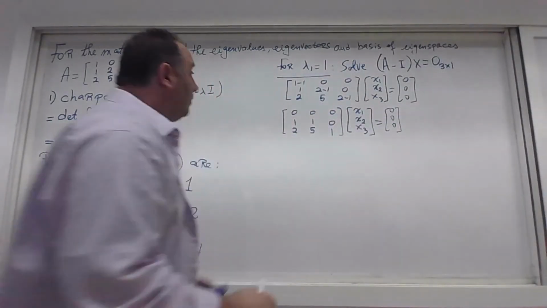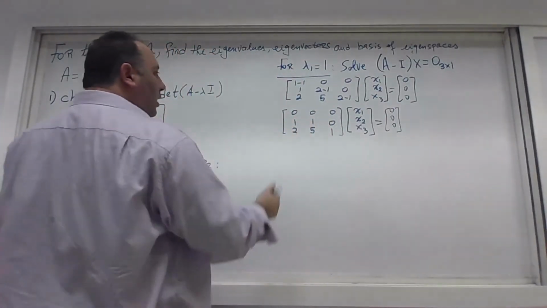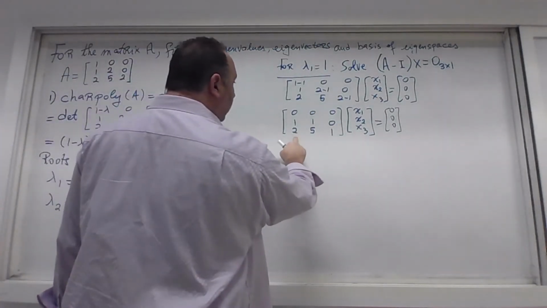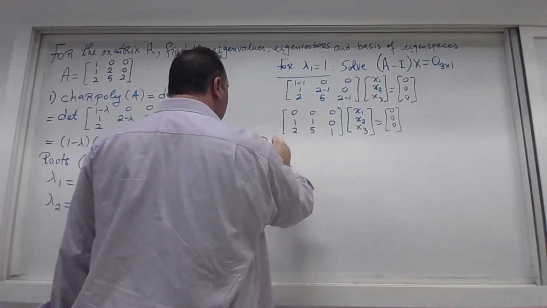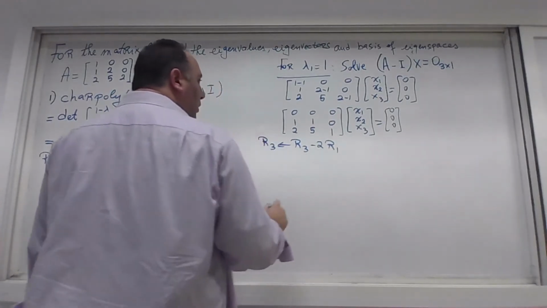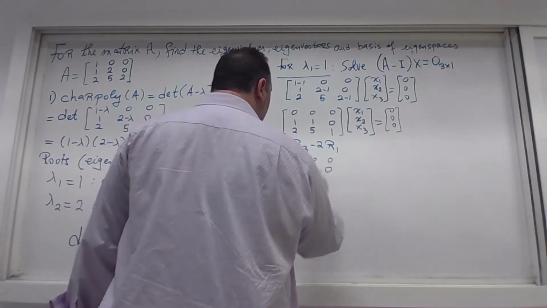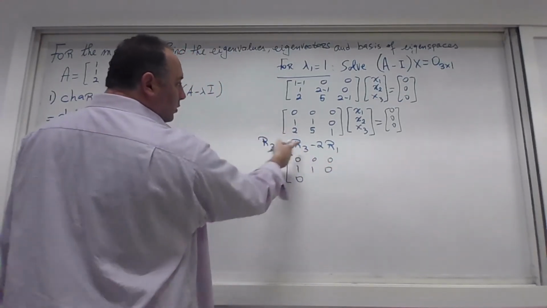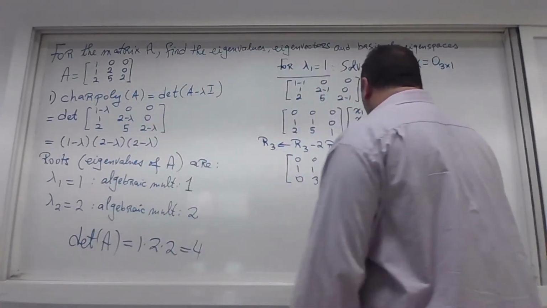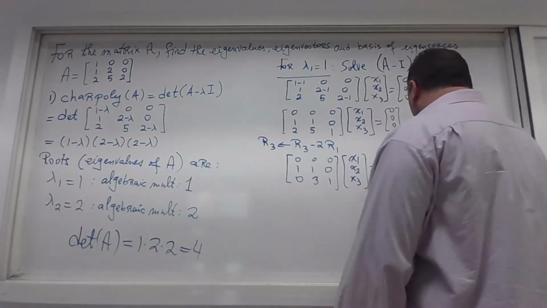Okay, I need to solve this. Good luck. So the first one is gone, so the other two are important. So what do we do? We can kill this guy here for fun. So row 3 becomes row 3 minus 2 times row 1. That's 0, 0, 0, and 1, 1, 0, and then 0, right? And it's 2 times, so this is 3 now, 1, times x1, x2, x3 equal to 0, 0, 0.